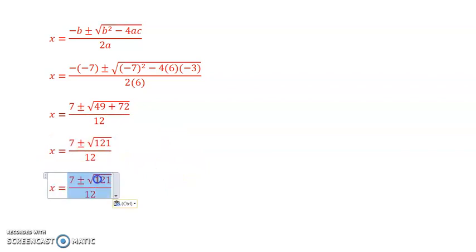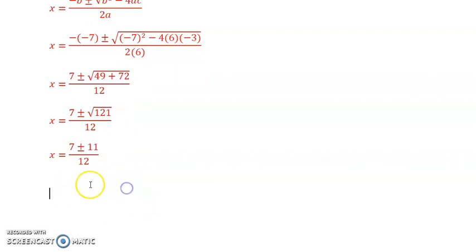And then we're going to take the square root of 121 and we get 11. And that's why the plus or minus is there. Because if you take the square root of 121, you get 11. But -11 squared is also 121. So that's why it's the plus or minus. And that's why we end up with two values for our quadratic. Okay? So now we split it.